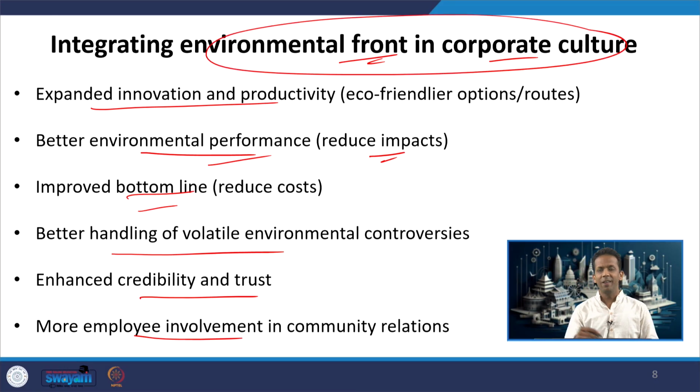Again, there are many ways, for example, some companies promote usage of EVs. Nowadays in India, a lot of companies in Bangalore are giving incentives to buy electric vehicles, to contribute to the environment, and people are moving towards EVs. Similarly, there are some companies abroad which promote use of bicycles within the company premises. These are the ways where the environmental front can be incorporated in the corporate culture.